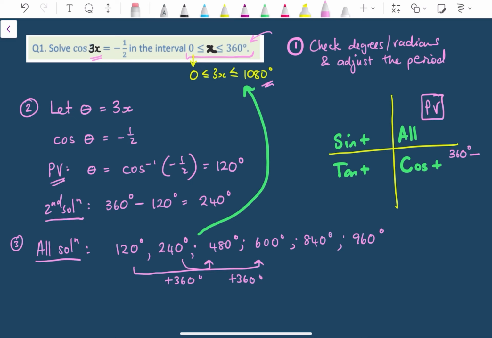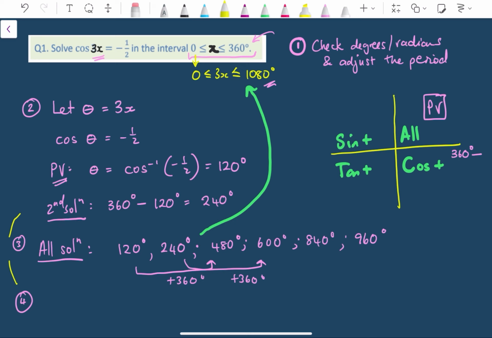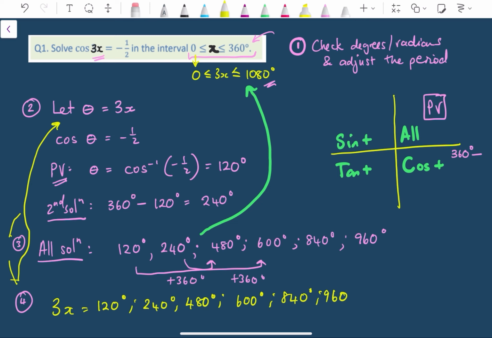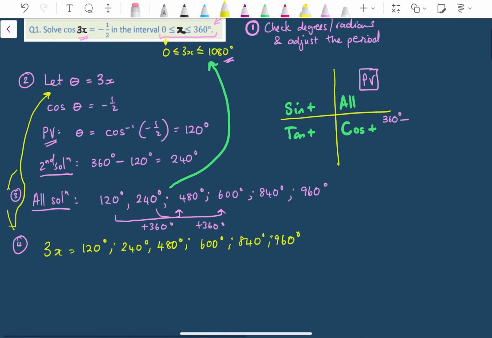I've completed step 3. And step 4 is to simplify. This is going back and thinking, okay, what does that mean? Well, remember, I made this substitution and I said let theta be 3x. So in actual fact, 3x is equal to 120, 240, 480, 600, 840, and 960. And now I can do my final step, which is simplifying, so dividing by 3.